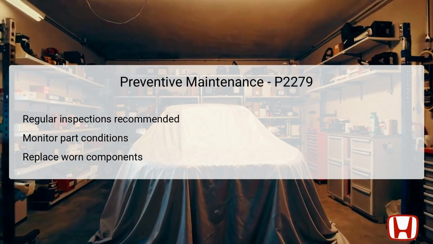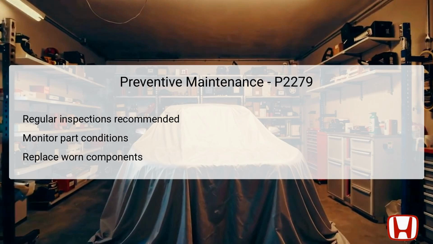Preventive maintenance for DTC P2279 focuses on establishing regular inspection routines to catch issues before they escalate. Monitoring the conditions of key components such as the PCV valve, hoses, and intake system is vital for anticipating potential failures. Scheduling periodic checks, especially after significant mileage or during routine service intervals, helps maintain these parts in good condition.